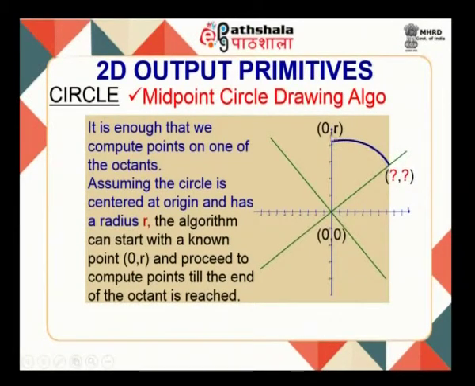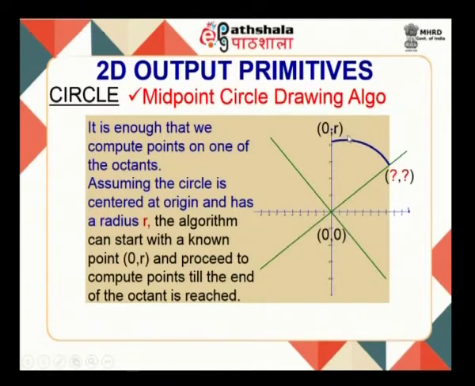As I said, it is just enough. We can start with the first point on the octant, which is 0 comma r. So, if r is the radius and 0 0 is the center, the first point on this octant that we are considering has the coordinates 0 comma r.